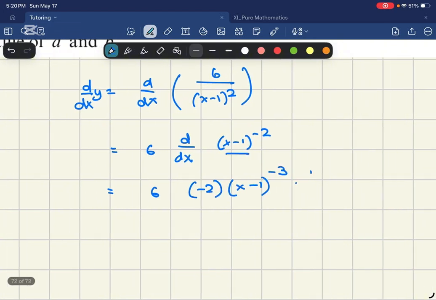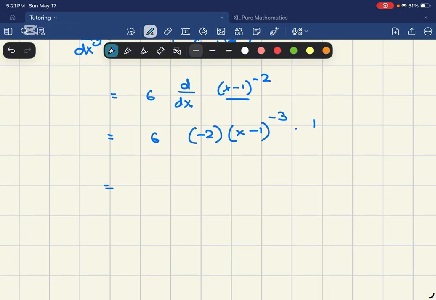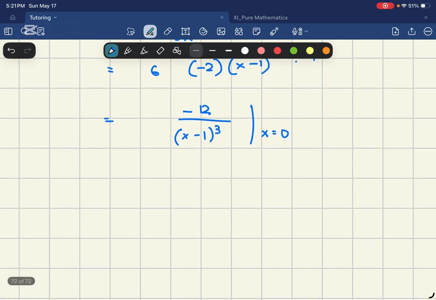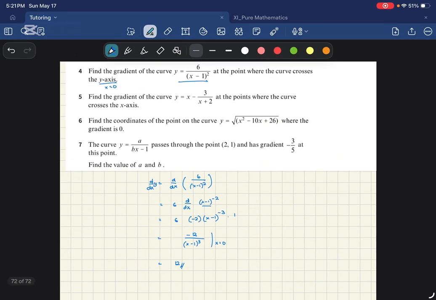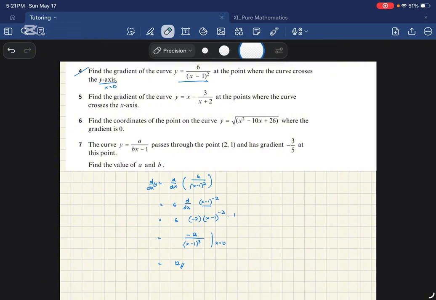But the inside is not just x, it's x minus 1. So you have to differentiate that as well. But when you differentiate this, you will see that you will just get 1. So you have minus 12 over x minus 1 cubed. And you want to substitute x is equal to 0 here. So you get positive 12 is your answer. Question 5.